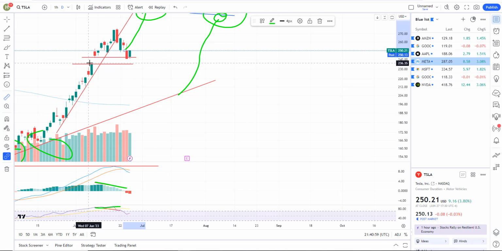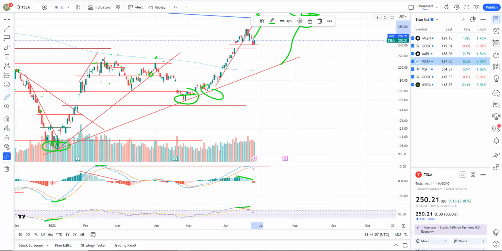There's also this gap to fill down here. So I do think you're probably going to come down and fill the gap, at minimum. But yeah, for now, we'll just sit on the sidelines on this one.